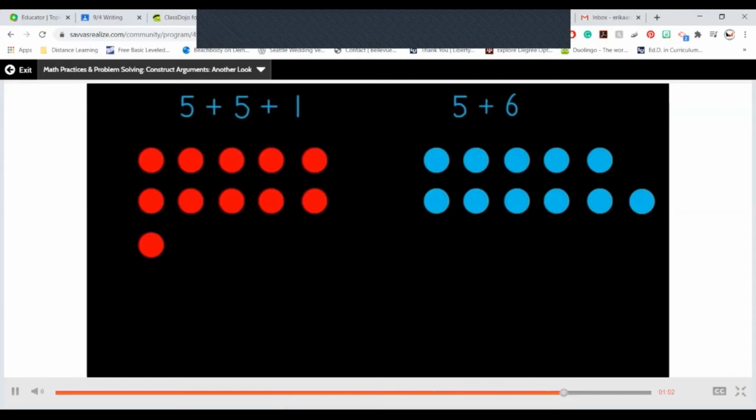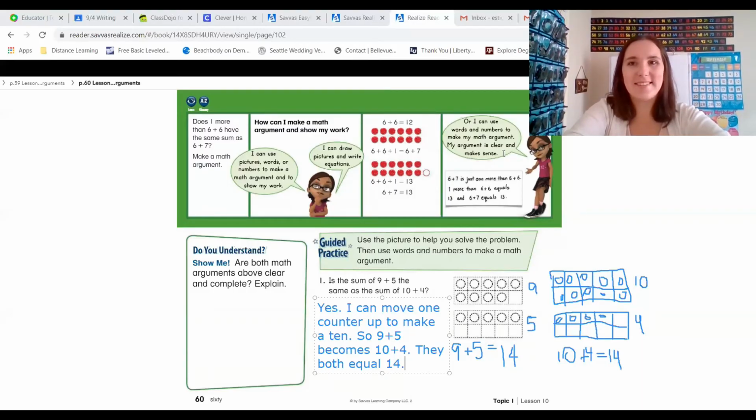And you can even use words and numbers to make your argument. It's always a great thing to get the right answer, but it's even better when you can defend how you got there. Okay, let's go to the next page.